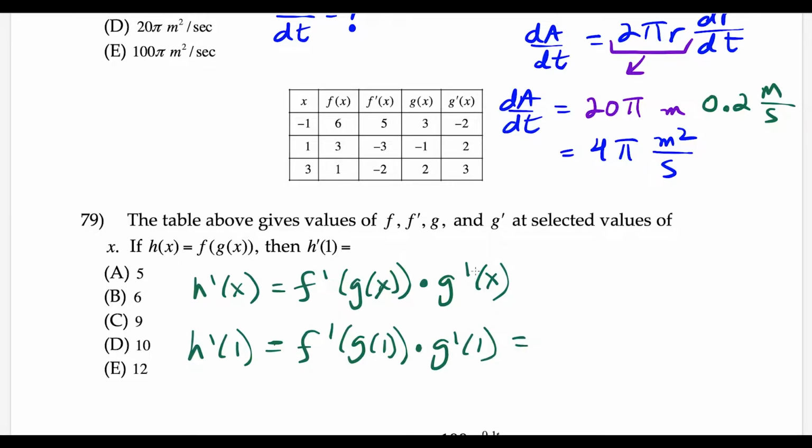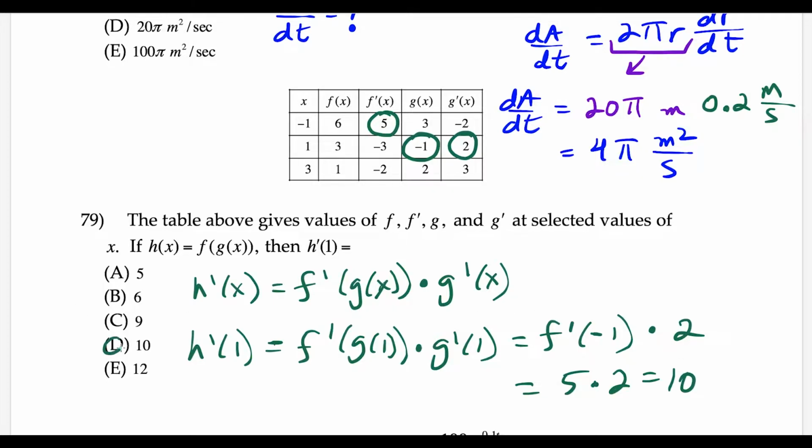So now the fun part, we just go to the table and make sure we plug in correctly. So g of 1 is negative 1. So I'm going to have f prime of negative 1 times g prime of 1, which is equal to 2. So now we just got to work this out. F prime of negative 1 is here. That's going to be equal to 5. And then 5 times 2 is equal to 10. So 79 should be choice D.